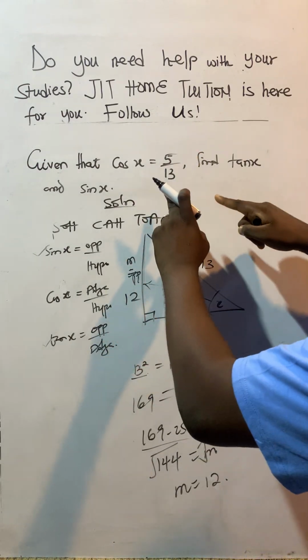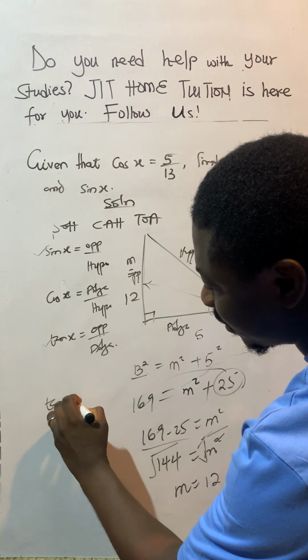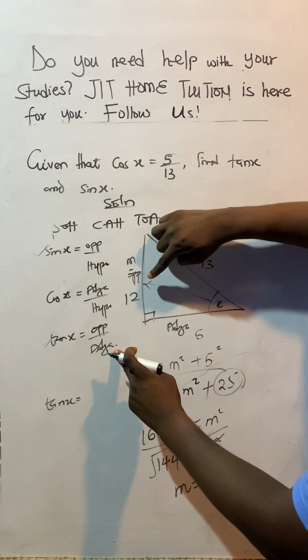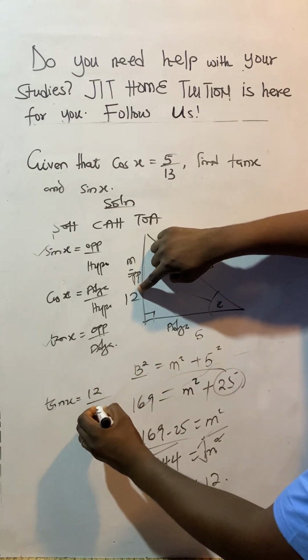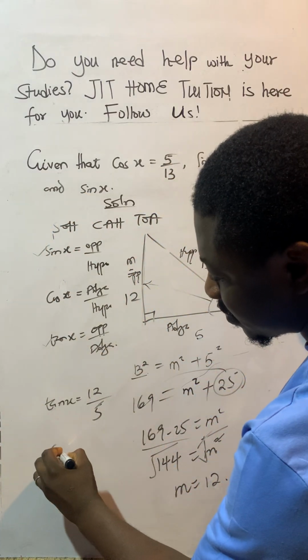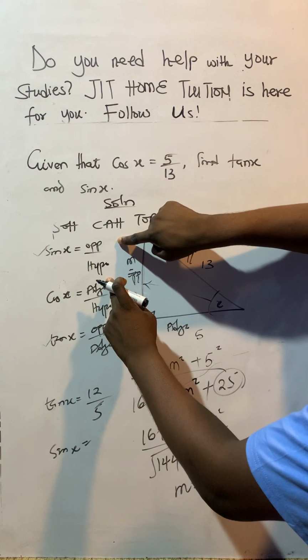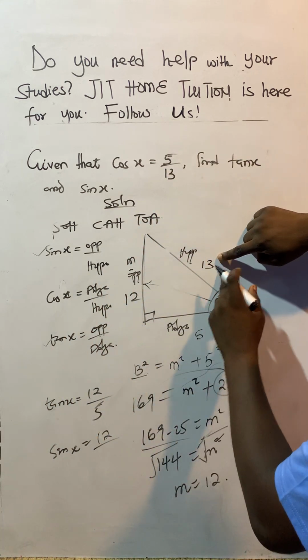So here the question is saying that we should find what? Tan theta, or tan x. So tan x will be equal to, tan is opposite over adjacent. Where is the opposite? It's 12 over what? Adjacent, which is 5. You are done. And here you have sine. Sine x will be equal to, what is sine? Opposite over hypotenuse. So what is the opposite? It's 12. And what was the hypotenuse? 13.